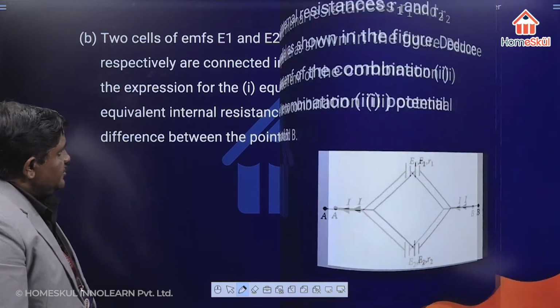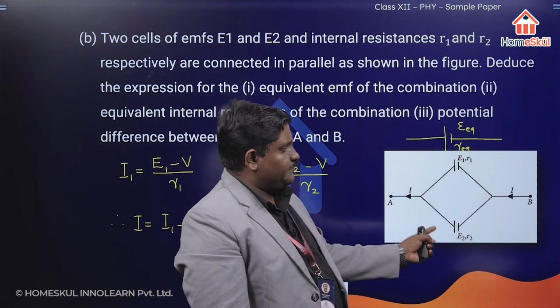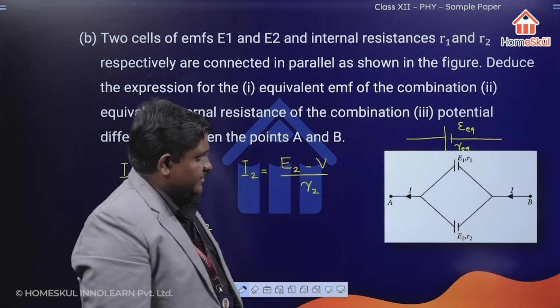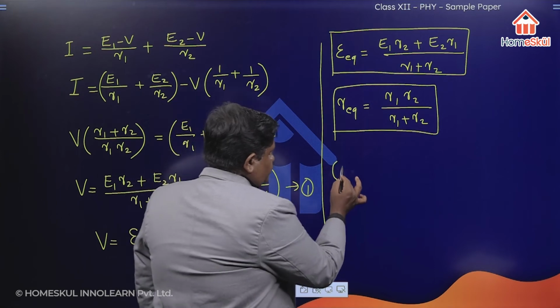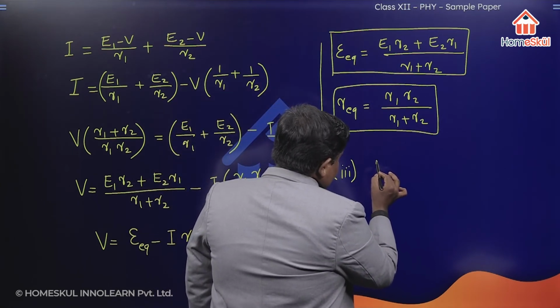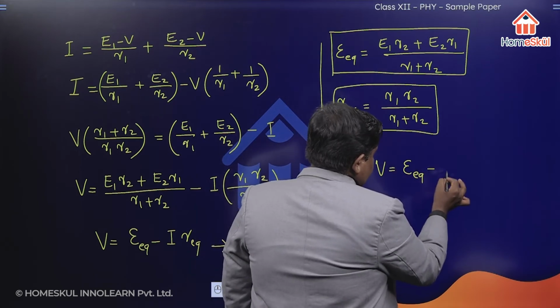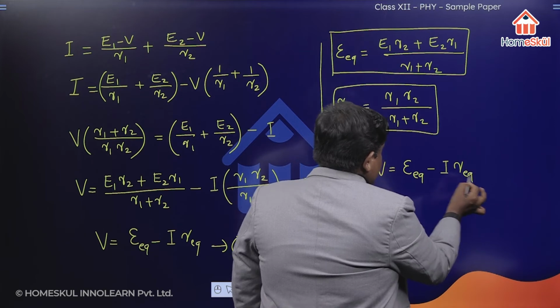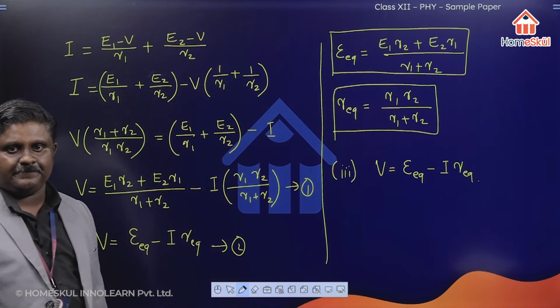Okay, so we know that for the parallel connection, the potential difference is the same. So for the third question, the answer is, we have to write it as the potential is the same, or we can write it as V equal to E equivalent minus I R equivalent. Okay, this one is the answer. Clear? Okay.